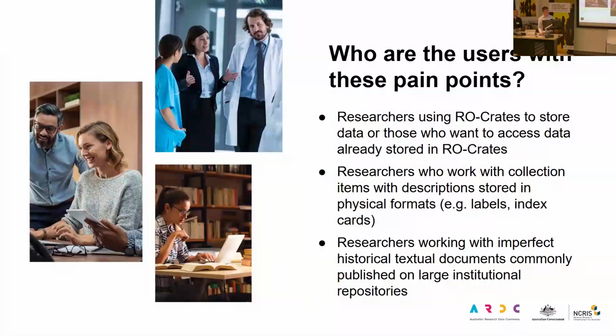And so when we talk about users in this situation, who are they? Who has the problem that we're going to be addressing? So these are fundamentally HASS and Indigenous researchers in 3 core areas. So those using RO crates to store data, or those who want to access data already stored in RO crates. Those researchers working with collection items that have descriptions stored in physical formats, such as index cards or labels. And researchers working with imperfect historical textual documents, commonly published on institutional repositories. Examples of these include Trove, National Estate Archives, as well as international repos like Gallica.